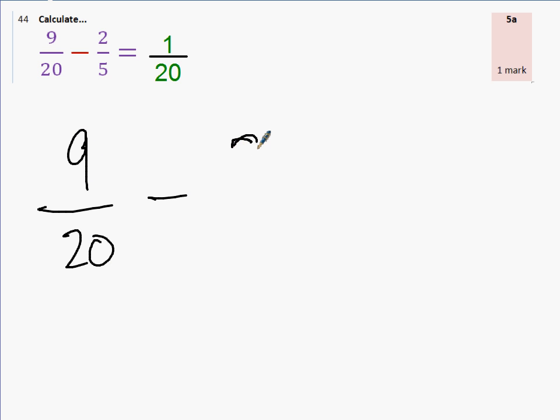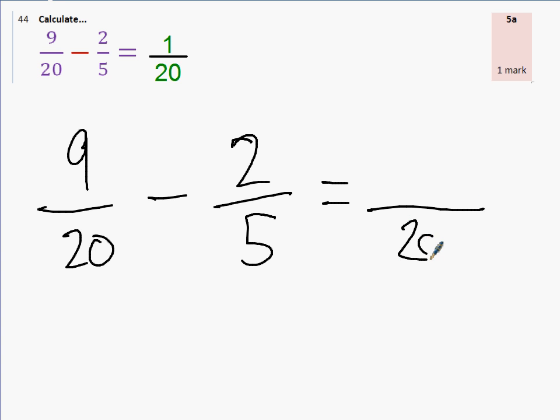44. Calculate 9/20ths take away 2/5. Taking away fractions with different denominators is not difficult. All you need to do is think of a denominator that they both have in common. 20 and 5. So you think of the 20 times table, you think of the 5 times table. Where do they meet? Ideally for the first time. The 20 times table meets the 5 times table at the number 20 itself. Yes, 20 times 1 is 20, and 5 times 4 is 20, so they both meet at 20.